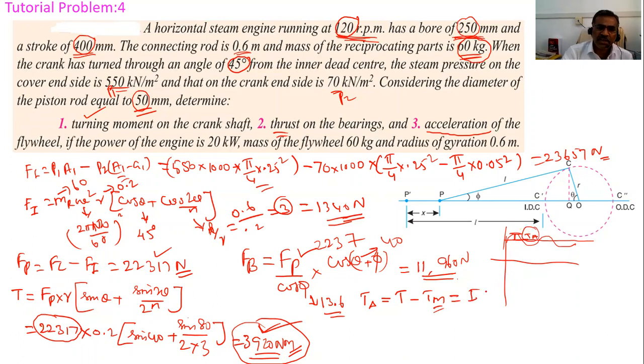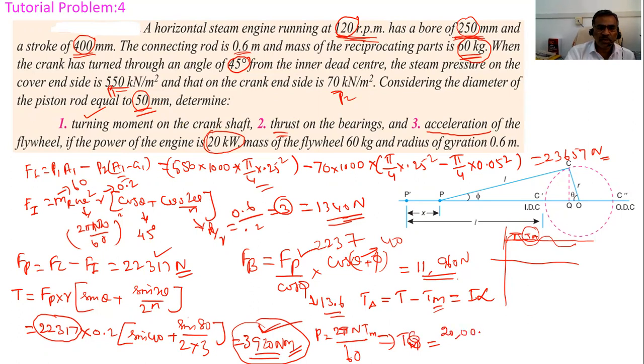That is equal to I into alpha. So here, in this problem, you have to find the value of T, the resisting torque. How to calculate the resisting torque? Already the power is given. We know power is equal to 2 pi NT by 60. From this, you can find the value of T mean. Here the power is 20 kilowatt.